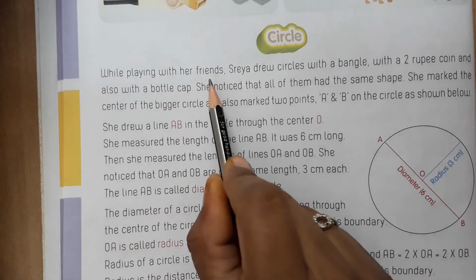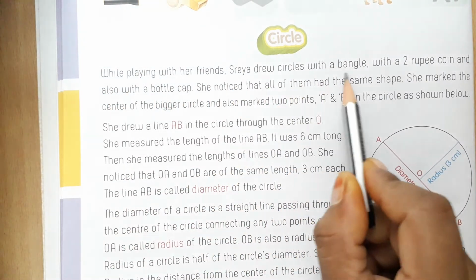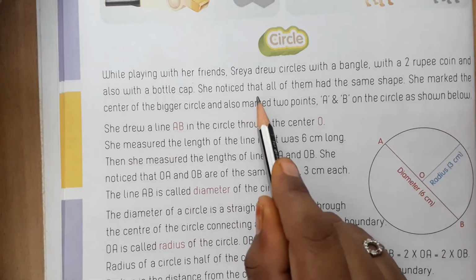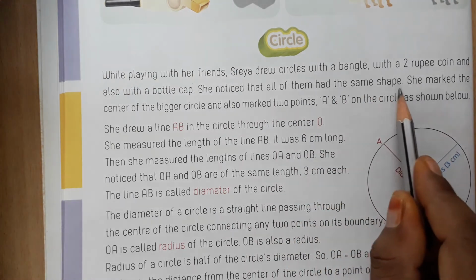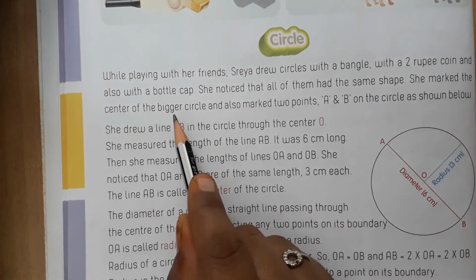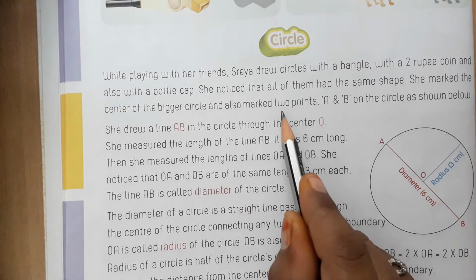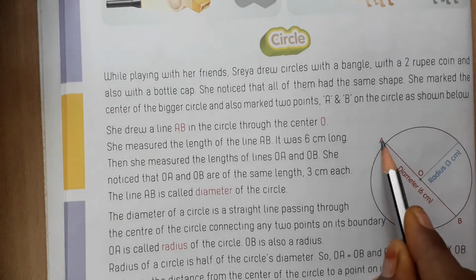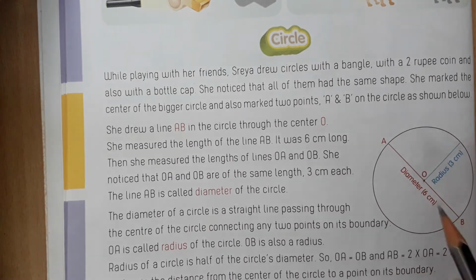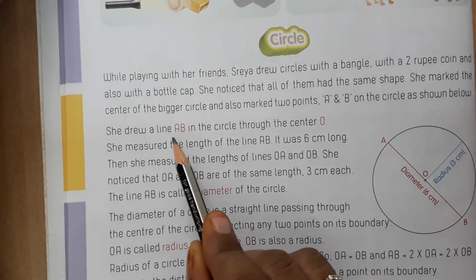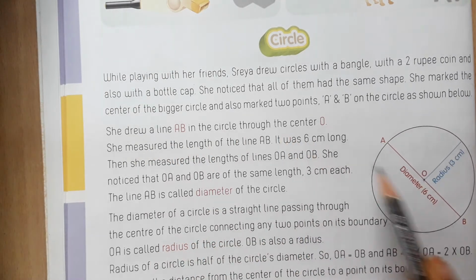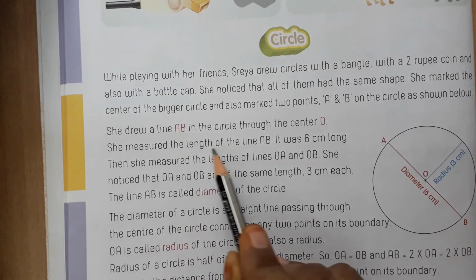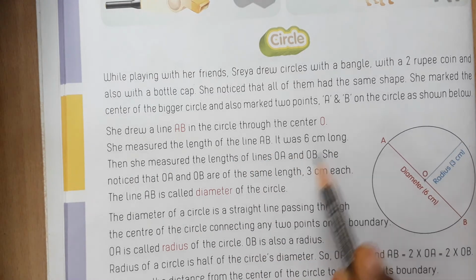While playing with her friends, Shreya drew circles with a bangle, with a 2 rupee coin and also with a bottle cap. She noticed that all of them had the same shape. She marked the center of the bigger circle and also marked 2 points A and B. Look here, this is the center and these are the 2 points on the circle, A and B. She drew a line AB in the circle through the center O. She joined A and B points. She measured the length of the line AB. It was 6 centimeters long.